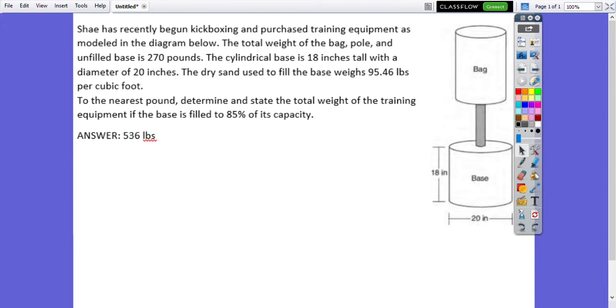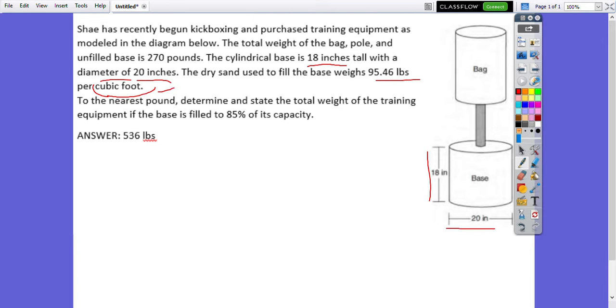All right, guys, we are working through question number 3 here. So we had the problem with the kickboxing bag. The problem we have is that we are going to be figuring out the weight of the bag, and they give us inches here, 20 and 18 inches. However, they want to know the weight of the bag in pounds per cubic foot. So we have to do a little conversion.